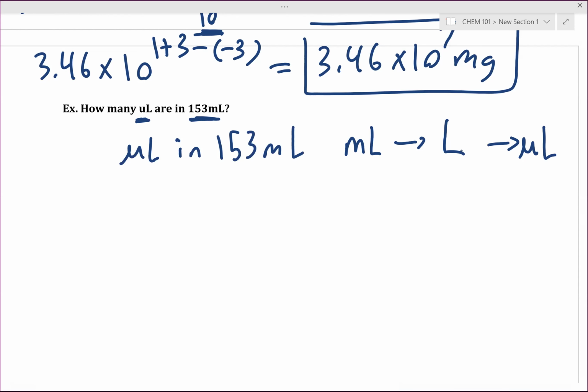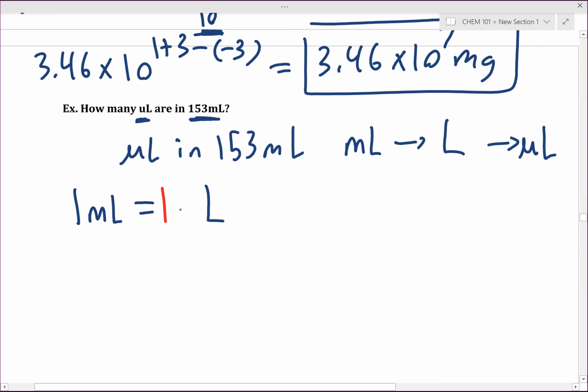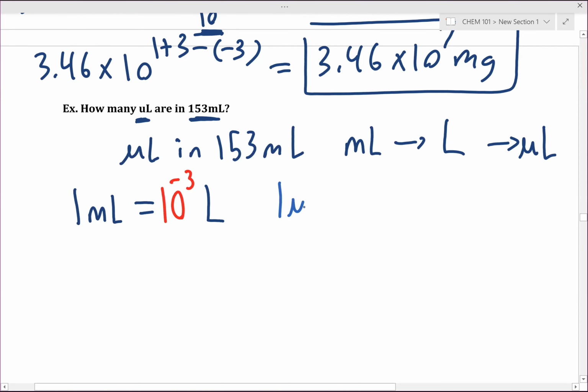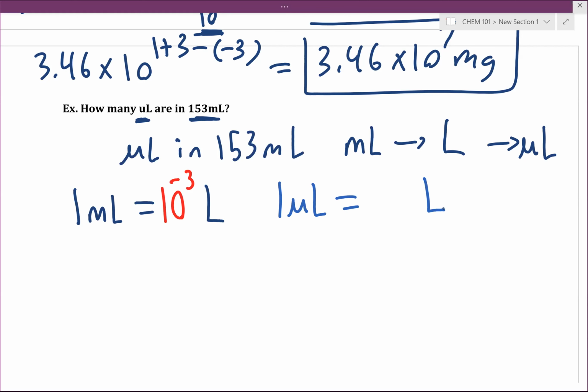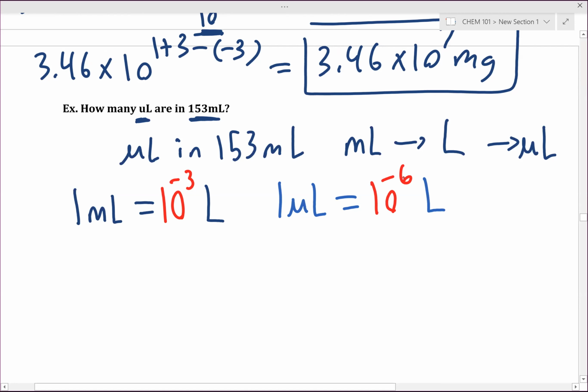Okay, so with that said, we now need to make some conversion factors. So 1 milliliter corresponds to how many liters? What does milli correspond to? Yep, 10 to the negative third. Perfect. Okay, continuing on with this idea, 1 microliter corresponds to how many liters? What does the micro prefix correspond to? Yes, micro is 10 to the negative 6. Does anyone have a question on where I got this 10 to the negative 6 from? Everyone knows we're getting this from the table, right?